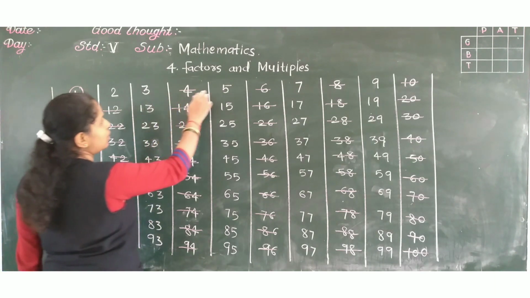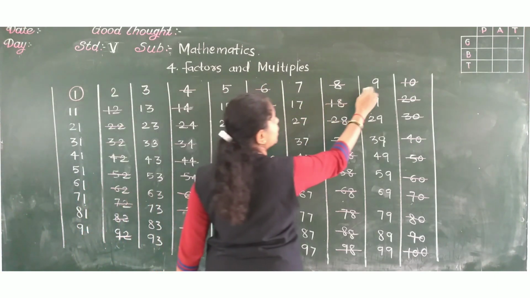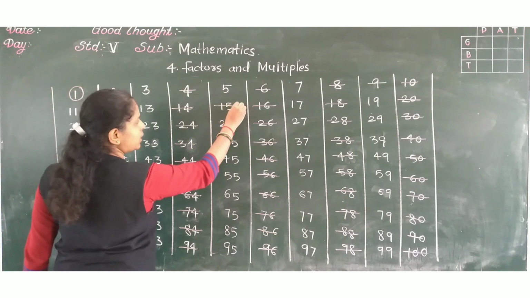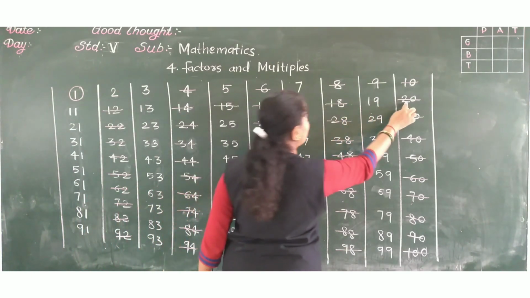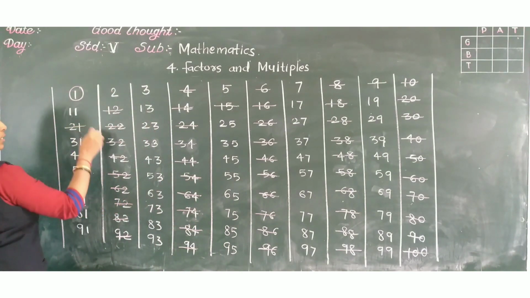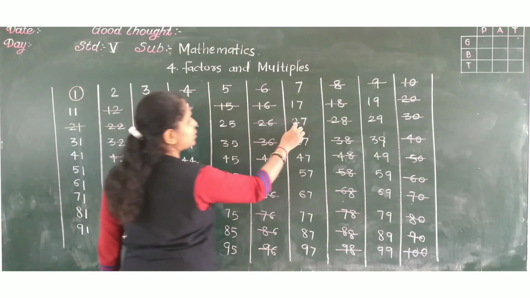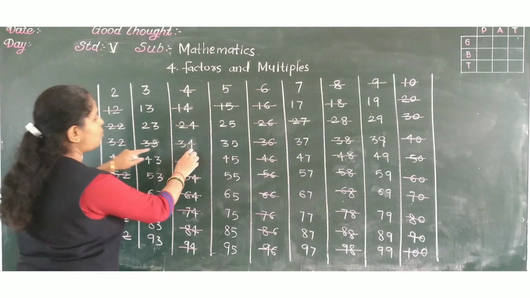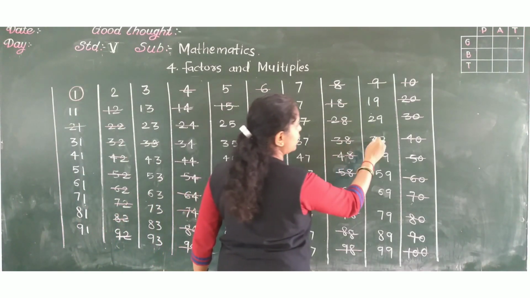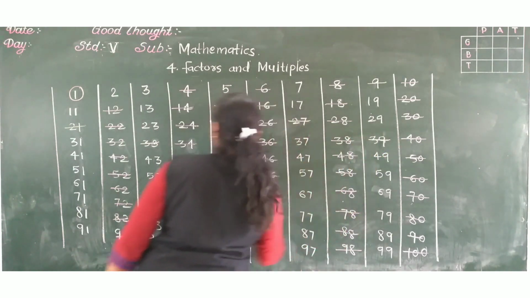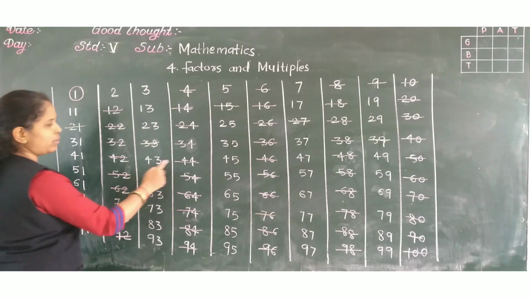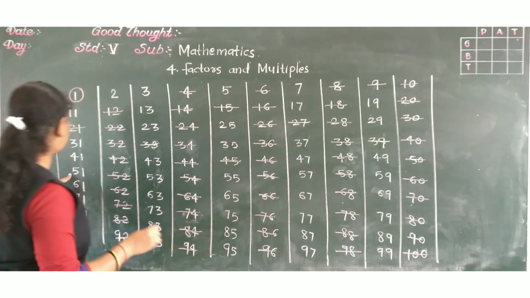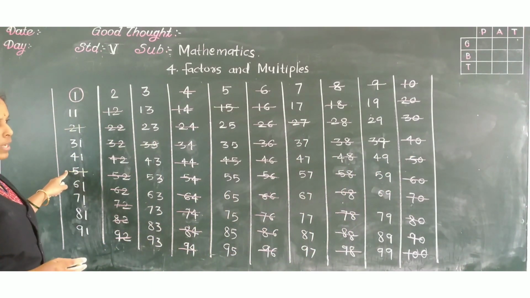So see here, 1 2 3, cross it. Then 1 2 3 already crossed. 1 2 3, cross. Continuing in steps of 3 and crossing out each one, if you will see, these all numbers are divisible by 3.